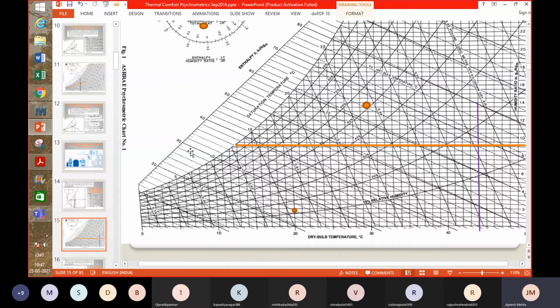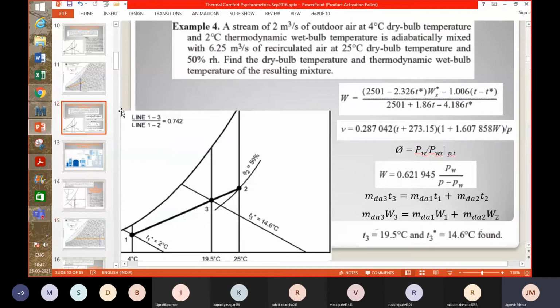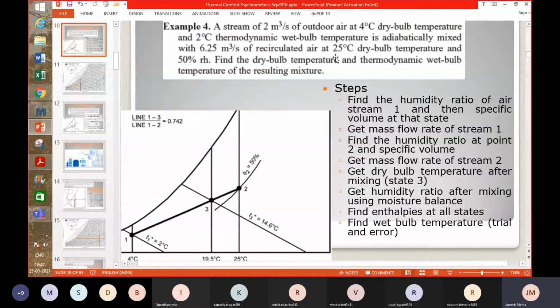The dry bulb temperature is to be found, as it is asked in this example, right? And you are also interested to know the rate at which you have to inject the steam, because if you are using a boiler, you need to know what part of the steam produced there is required in your air conditioning process. So that rate is required, and that can be done with the help of the moisture balance, right?